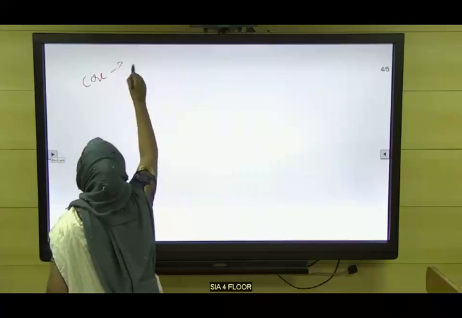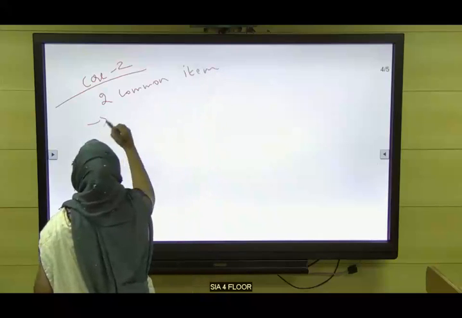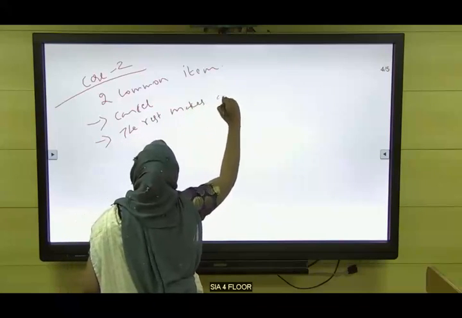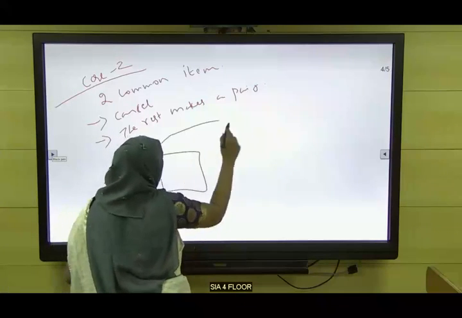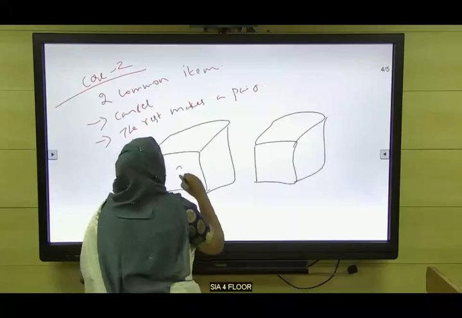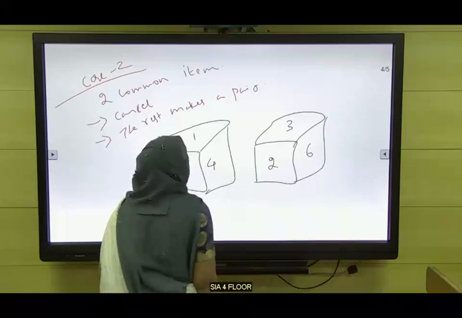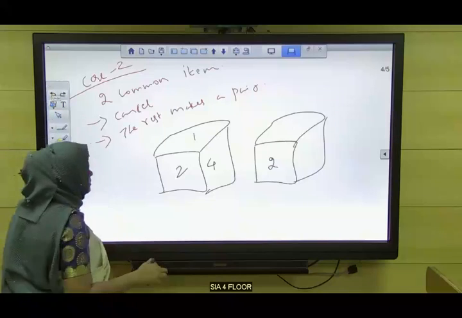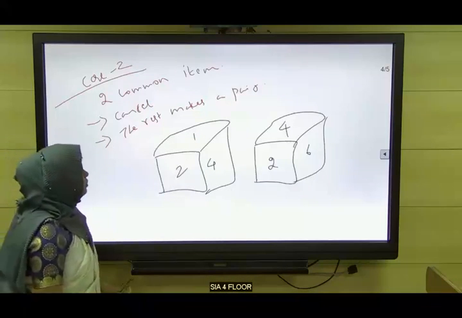So case 2: if you find two common items, you have to cancel them, and the rest makes a pair, which means... okay. So 2 1 4, 2 4 6.